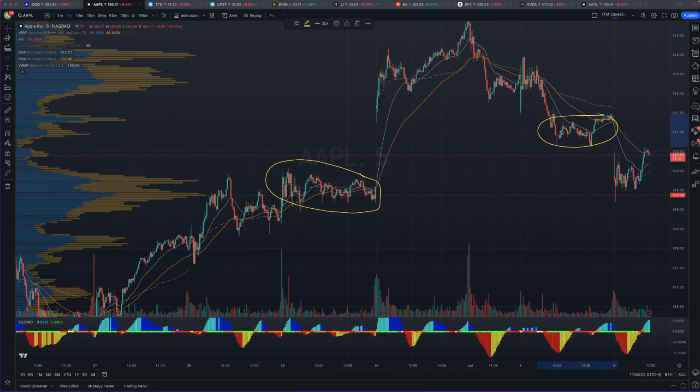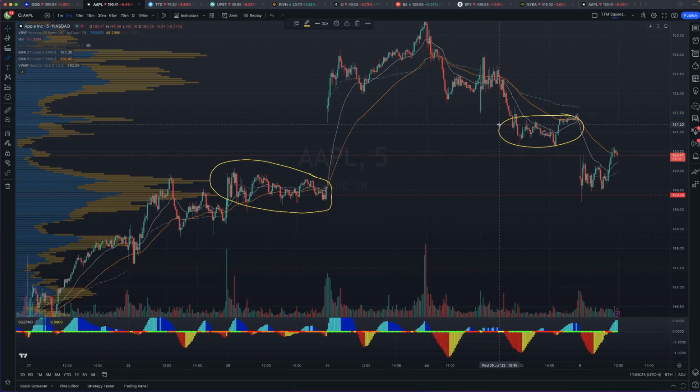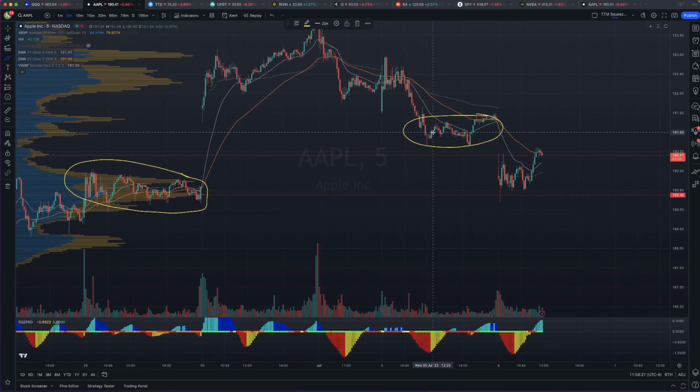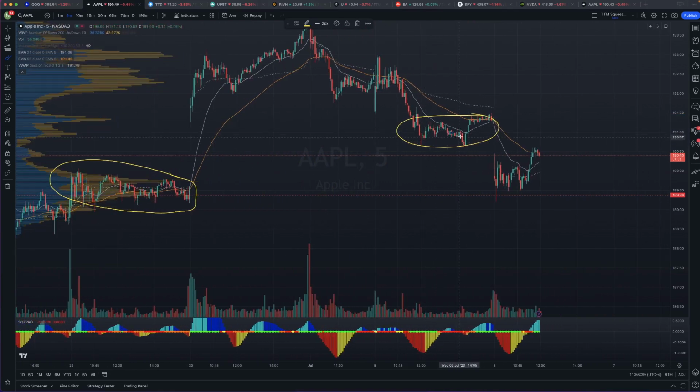So this section over here, right? Why do I need to know where our volume profile lines are for this section right here?